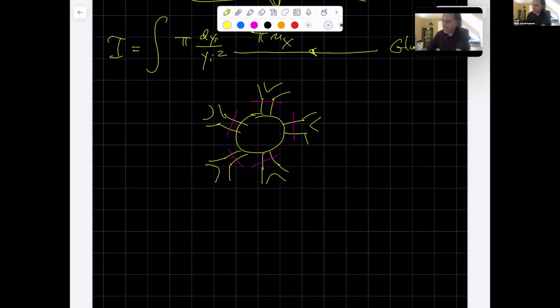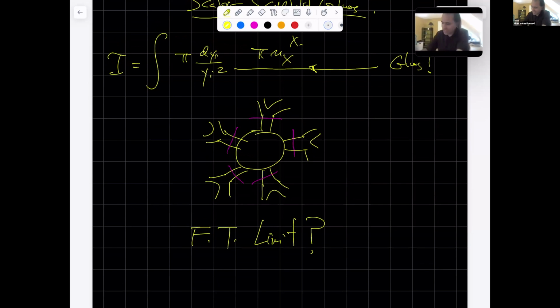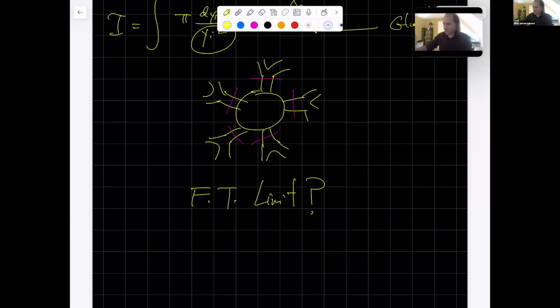The challenge is to understand how to get something practical out of this, and also something conceptual out of it. So the main question is, how do we take the field theory limit of this? And the reason it's more challenging is exactly that we have this non-logarithmic form. We have a dy over y squared rather than a dy over y.